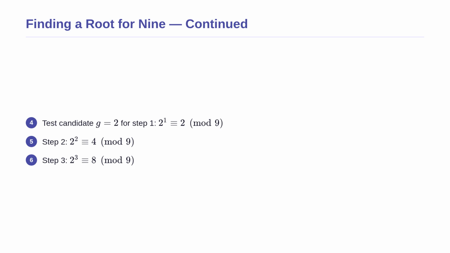We will pick a small test number, 2, and start multiplying. 2 to the first power is 2. 2 squared is 4. 2 cubed is 8. All of these results are smaller than our clock size of 9, so no wrapping around is needed yet. We have found 3 distinct valid numbers, and the pattern is building nicely.